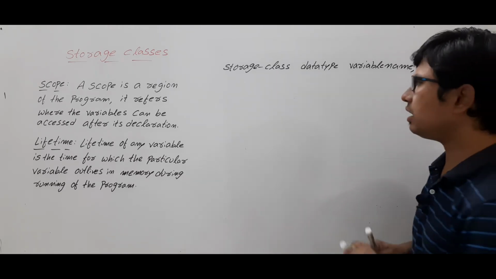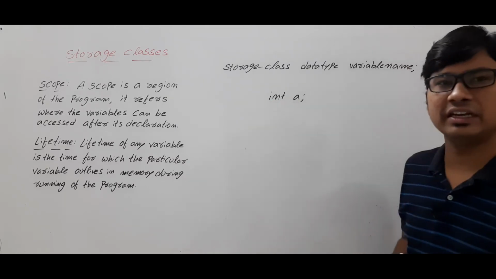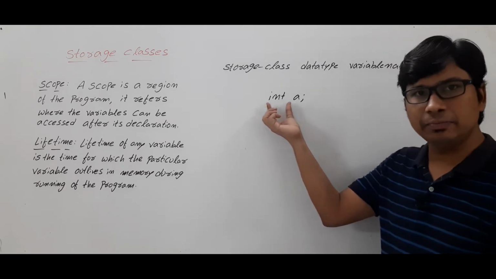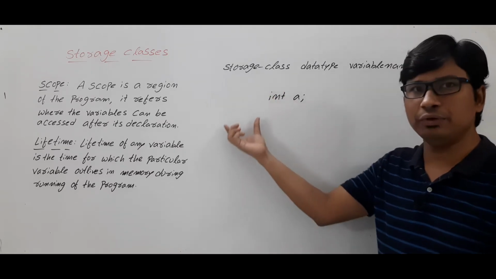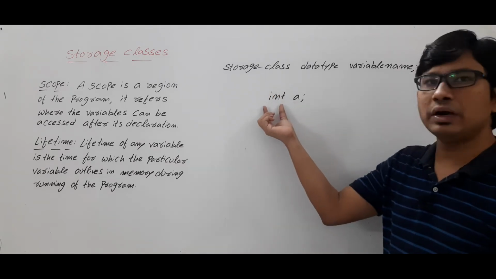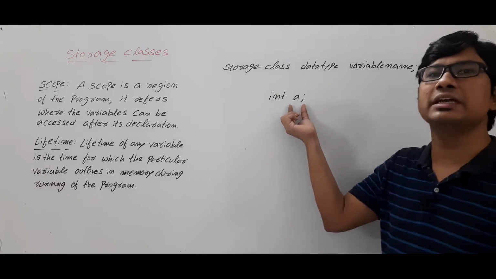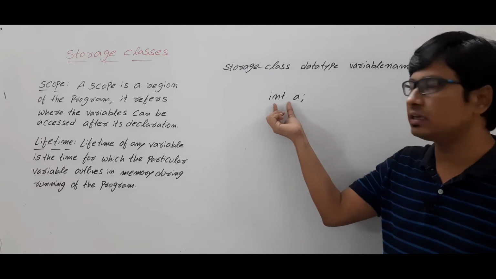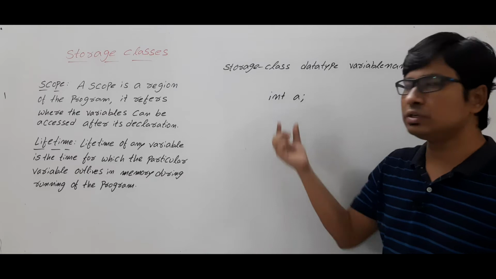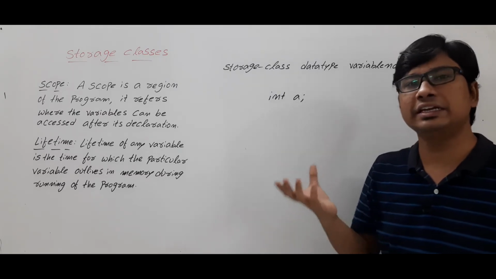But till now we are just mentioning it as int a or float c, because we are only specifying the data type and the name of the variable. But now we will discuss the storage classes also. Now you know the data type defines what kind of values this variable a can store. As the data type is int, this variable a can store integer constants, and it also specifies what range of values it can store.